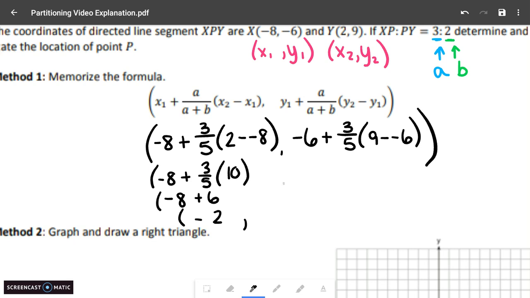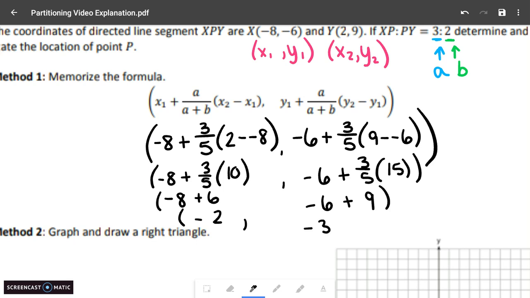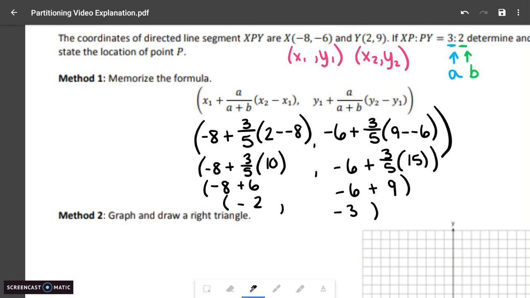Over for the y-coordinate, same idea. We'll have -6 plus 3/5. When I combine 9 minus a -6, it's a total of 15. 3/5 times 15 will get us 9. And when we combine like terms, we'll get -3. So our point P along this segment is at -2, 3.